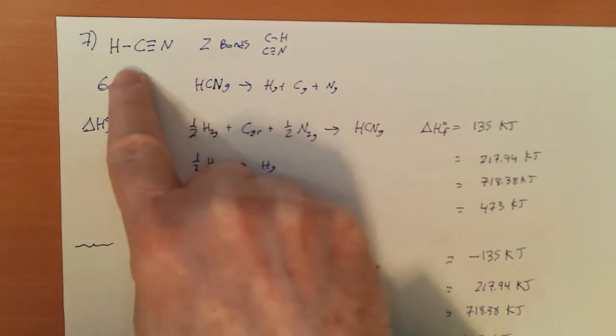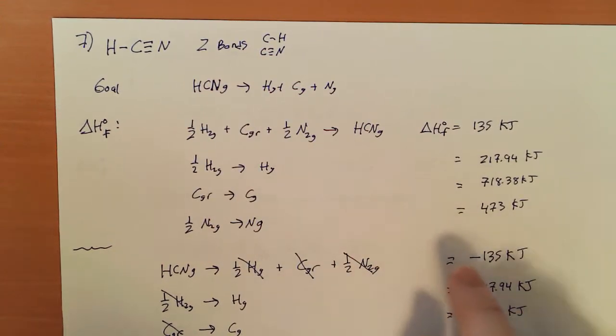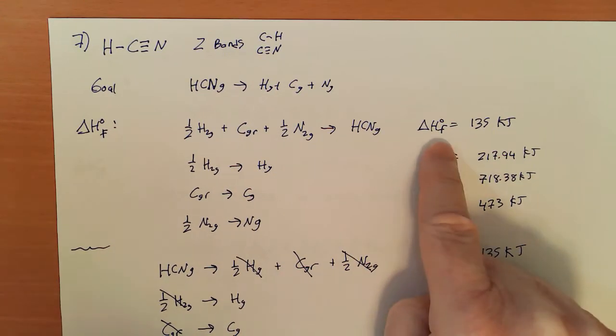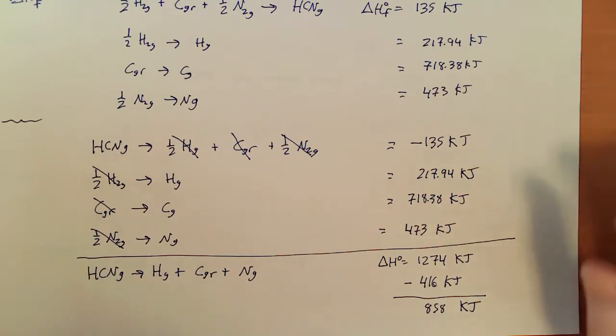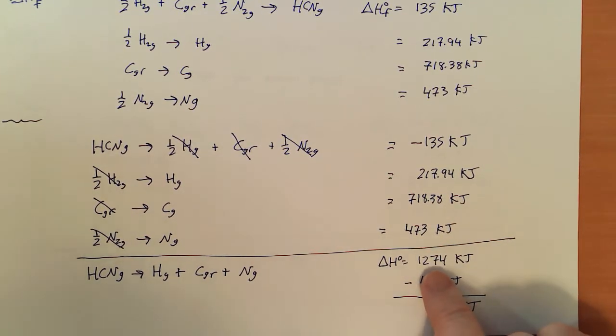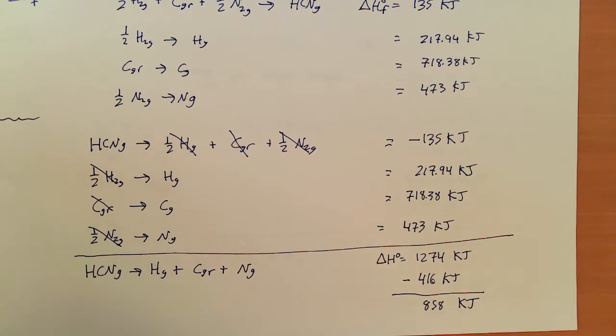HCN. There's the structure. I'm not expecting you to come up with structures at this point, don't worry. My goal equation, givens, heats of formation. Now, when I got my delta H naught kaboom here, I subtracted 416 kilojoules. And that is something that I calculated in the lecture outline. That's where I got that value from. If you got a slightly different value out of the book, don't lose any sleep.